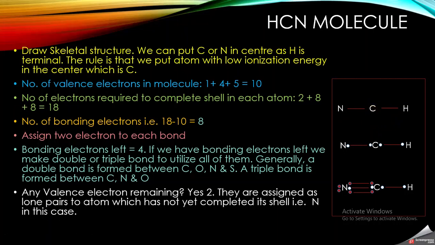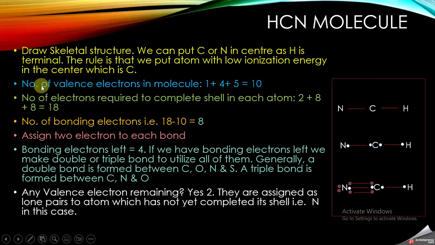In such a case, you have the rule that you put the atom with the low ionization energy in the center. You cannot put the hydrogen atom in the center because hydrogen can make only one bond. You can put either nitrogen or carbon, and carbon has the lower ionization energy compared to nitrogen. Carbon is in the 4th group and nitrogen in the 5th group, and as you move from the 4th to the 5th group, the ionization energy increases. So we put carbon in the center and hydrogen and nitrogen on the sides, and these lines represent the bonds.